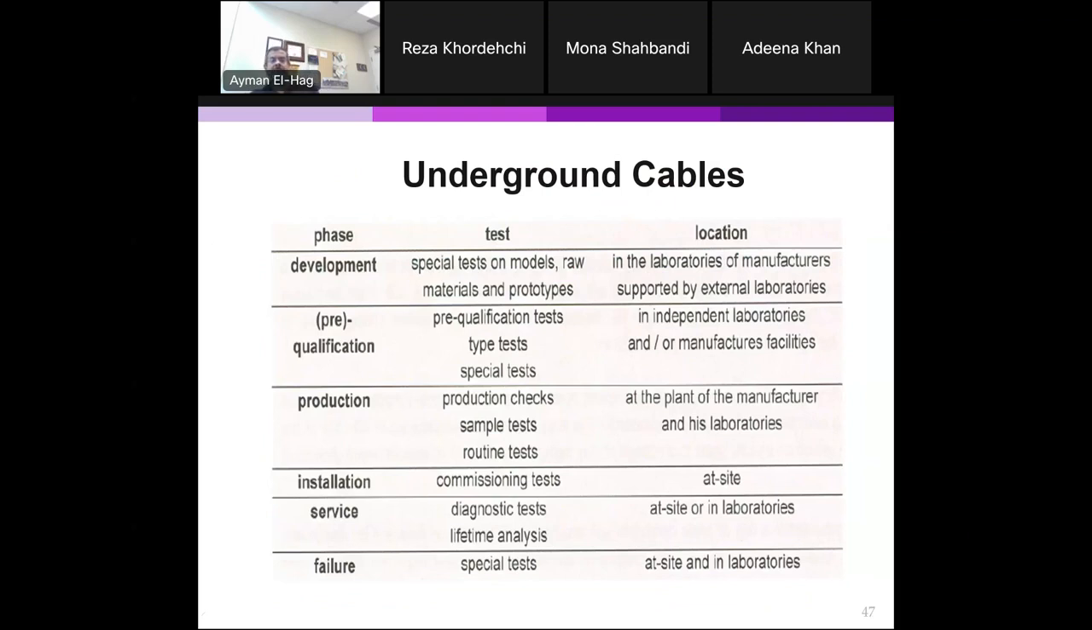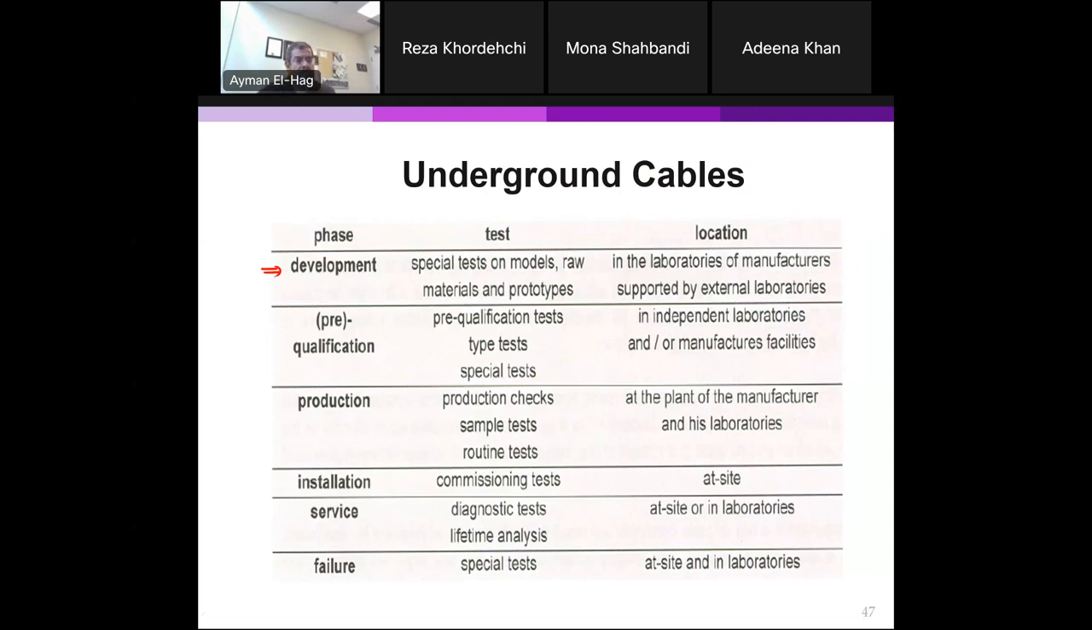For underground cables, there are different types of tests depending on what stage your cable manufacturing is at. The first one is at the development stage. In the development stage, there are some special tests on models, raw materials, and prototypes. So you go and do some material tests, and you want to do some small sample tests. That is at the development stage.